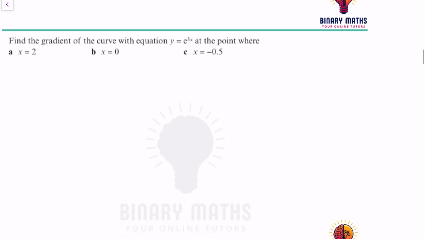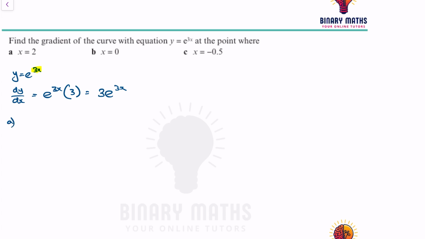Okay, find the gradient of the curve with the equation y is equal to e to the 3x at the point where (a) x equals 2, (b) x equals 0, and (c) x equals negative 0.5. So we know that y is equal to e to the 3x. When you differentiate this, dy/dx will be equal to e to the 3x times the derivative of the inner function, which is 3. So you end up getting 3 e to the 3x.